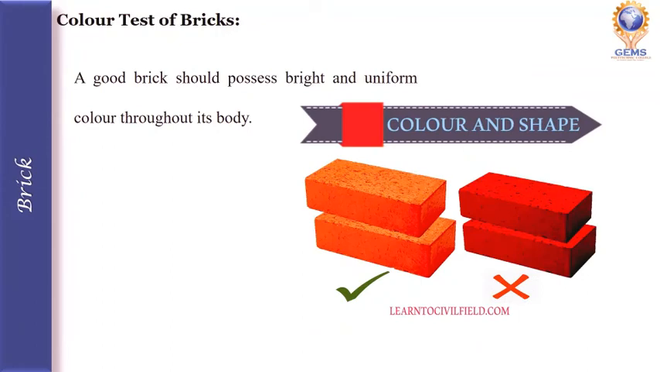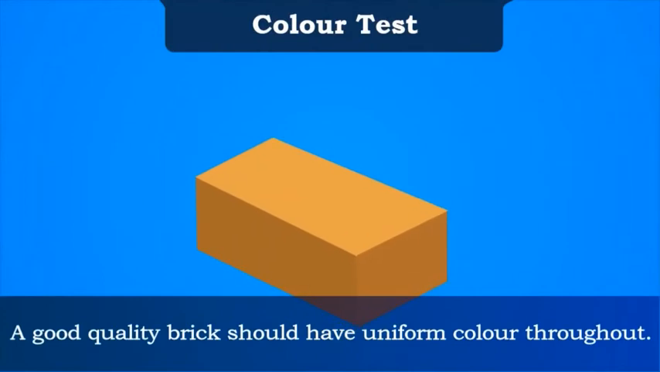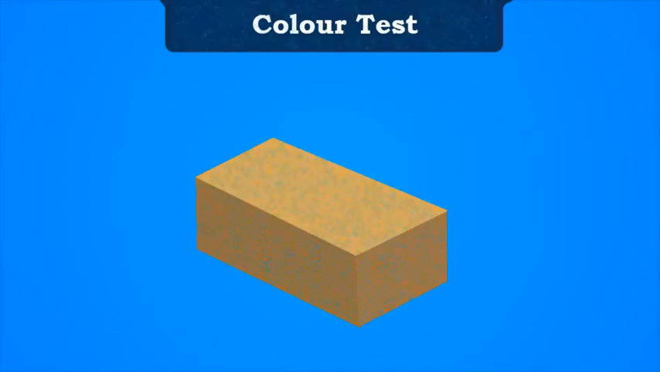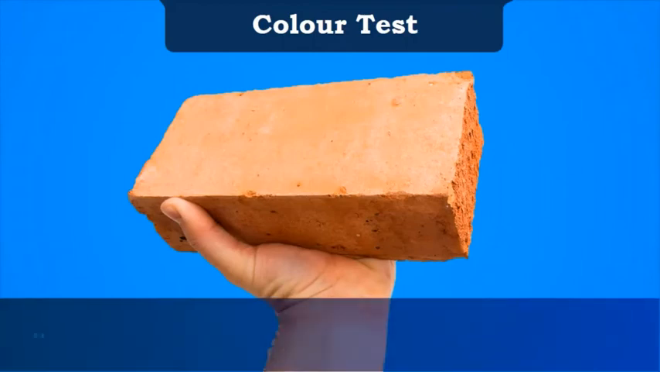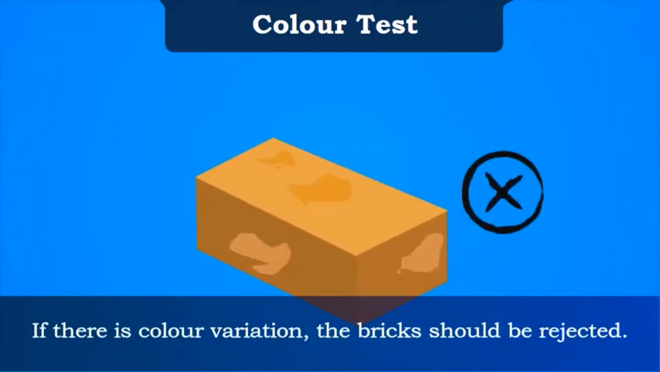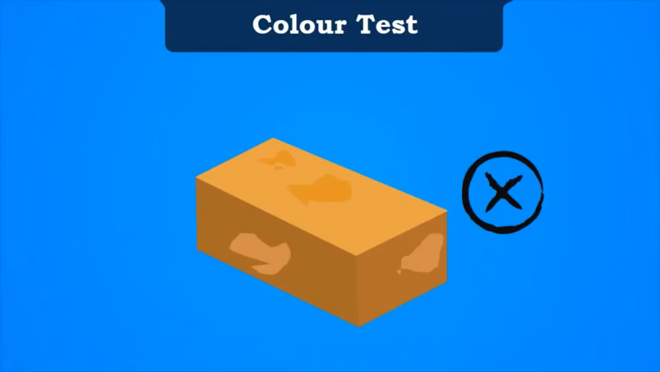Color test. A good brick should possess bright and uniform color throughout its body. If the color is not uniform, we can reject the brick from the construction. A good quality brick should have uniform color throughout. This can be easily identified by observation before purchasing the brick. If there is color variation, the bricks should be rejected.